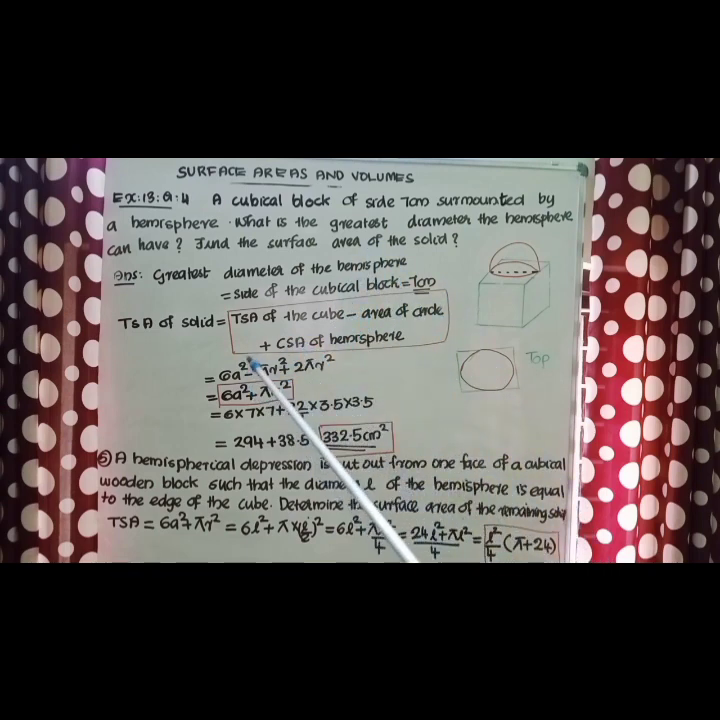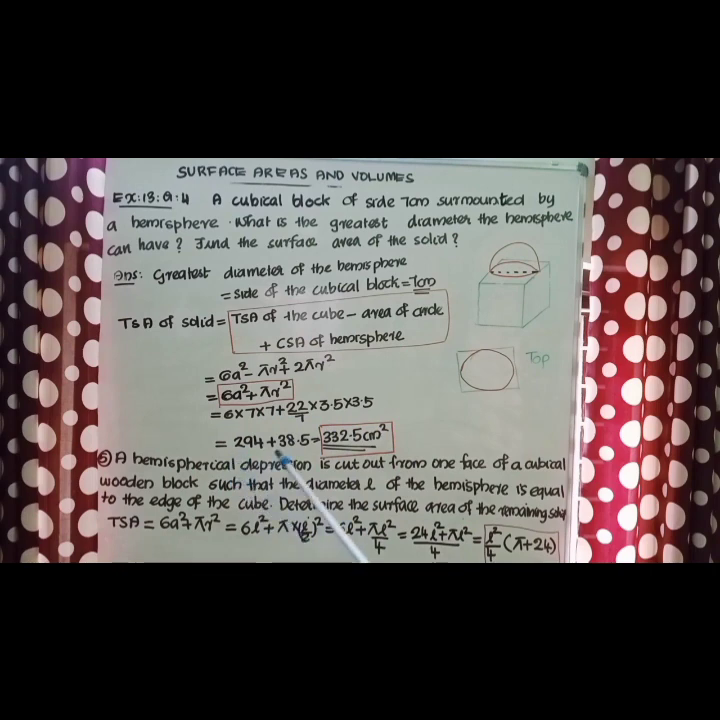So that is equal to 6a square minus pi r square plus 2 pi r square. That is equal to 6a square plus pi r square. So this is a general formula we are using in these types of questions. So here we can give the values. So we get 6 into 7 into 7 plus 22 by 7 into 3.5 into 3.5. That is equal to 294 plus 38.5. That is equal to 332.5 centimeter square.